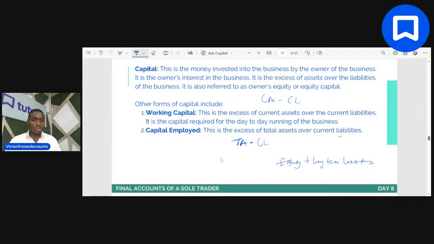So this is another way to calculate capital employed. In case they didn't give you this one, they can give you this one. Your capital employed is equal to total asset minus current liability, or equity plus long-term liabilities. Is that fine? So that's basically the way it works.